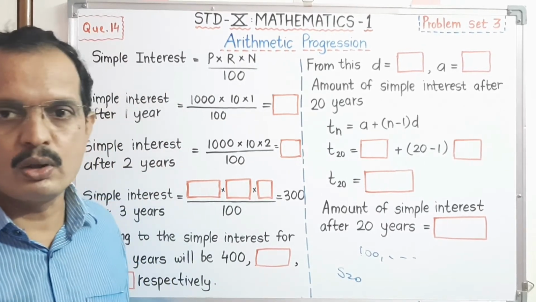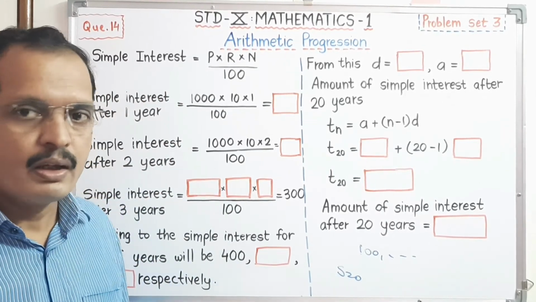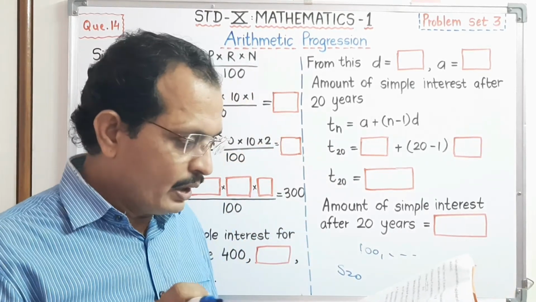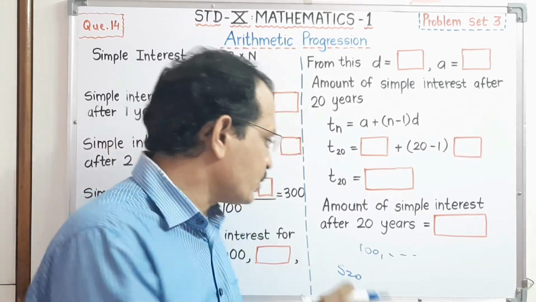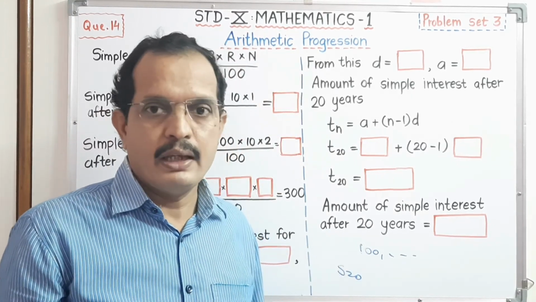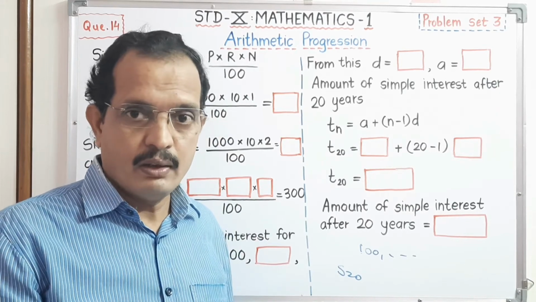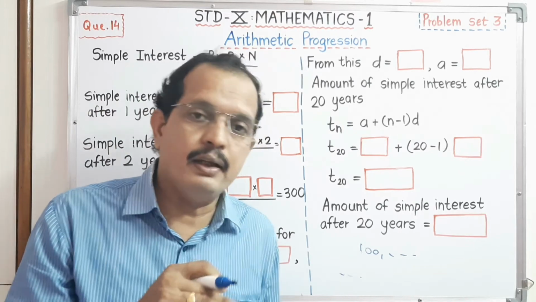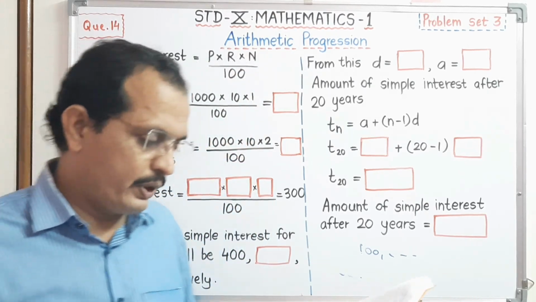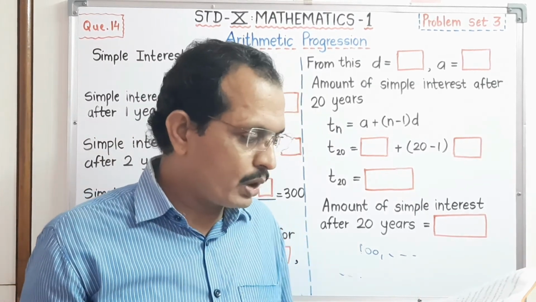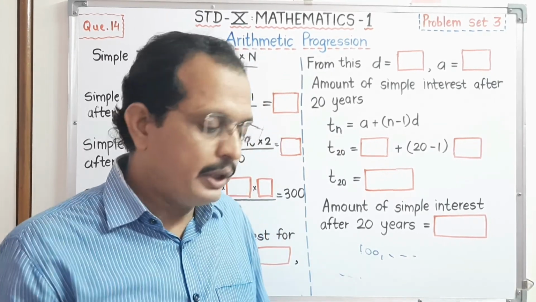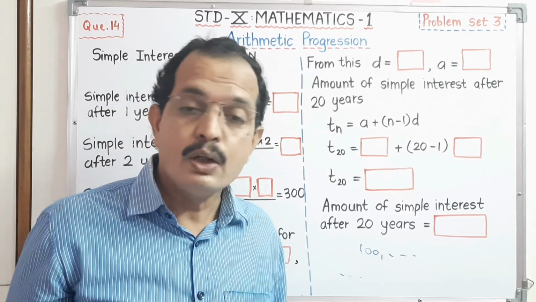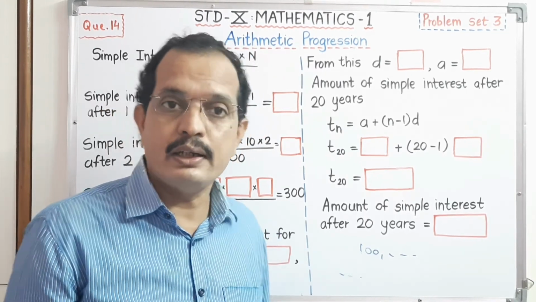That means first of all we have to find out the AP. AP is the interest got at the end of every year. Then find the interest amount after 20 years. Here we do not have to find the total interest. We have to find the interest after 20 years. That means we have to find T20.